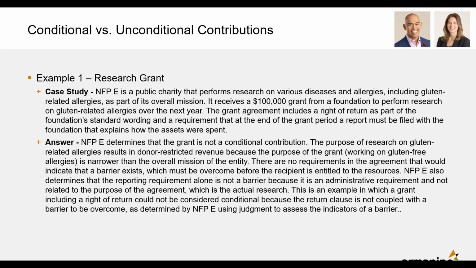So this nonprofit in the example also determined that the reporting requirement was not a barrier because it's essentially administrative in nature. There's no reason why they wouldn't be able to fulfill that. They also said that a grant including a right of return would not be considered conditional because that return clause is not coupled with a barrier to overcome. So they've determined that this is not a conditional contribution, so it's unconditional. I think that's important, that both have to be present. One on its own is not enough.